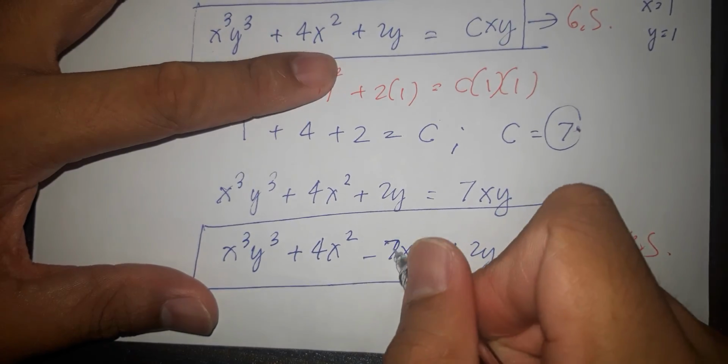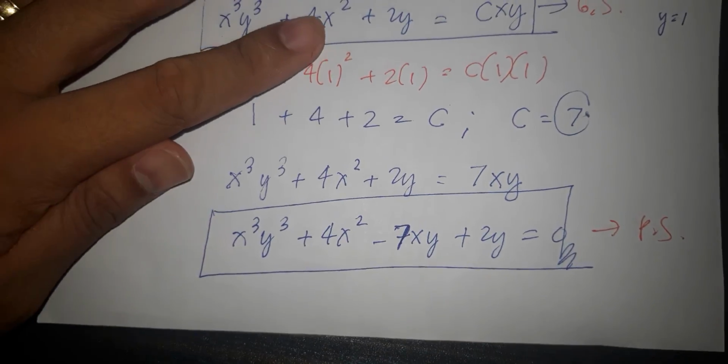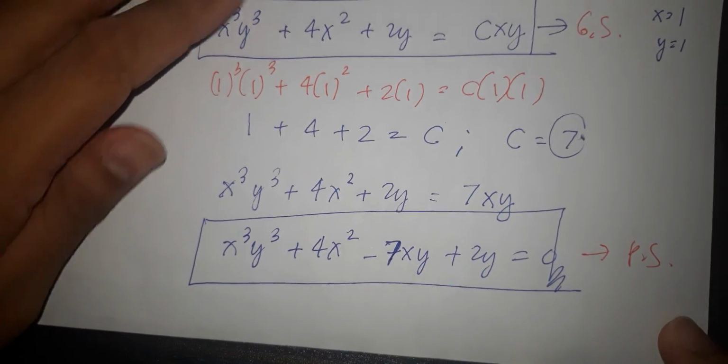So this is minus 7xy plus 2y is equal to 0. Our particular solution.